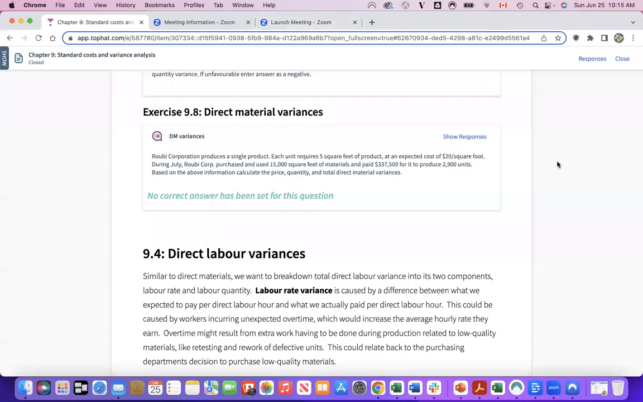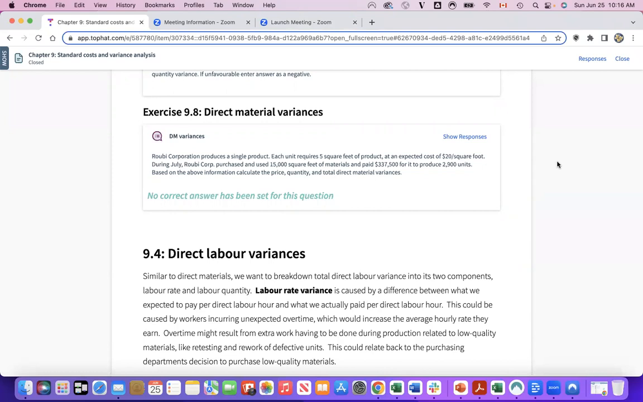All right, let's look at exercise 9.8. Ruby Corporation produces a single product. Each unit requires 5 square feet of material at an expected cost of $20 per square foot. During July, Ruby Corp purchased and used 15,000 square feet of materials and paid $337,500 for it to produce 2,900 units.